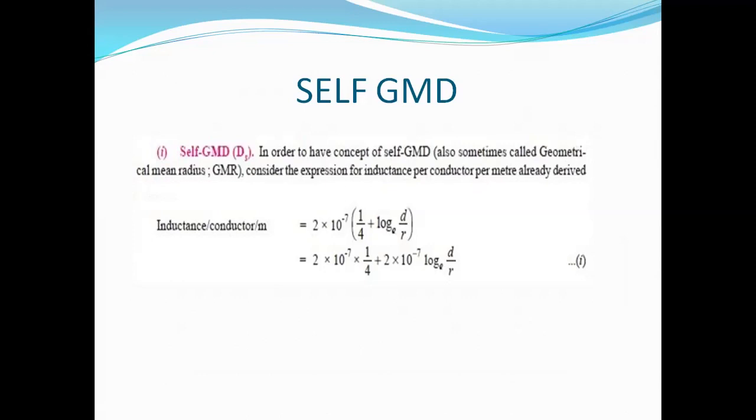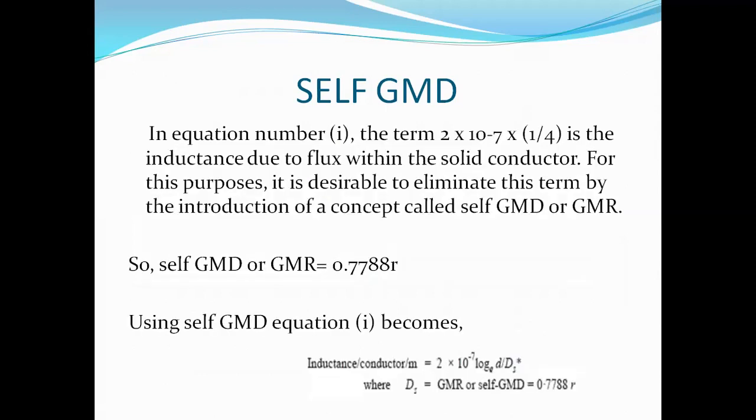So consider the expression of the inductance per conductor per meter already derived. Inductance per conductor per meter equals 2 into 10 to the minus 7 into (1 by 4 + log d by r to the base e). If we simplify this equation, it will be 2 into 10 to the minus 7 into 1 by 4 plus 2 into 10 to the minus 7 log d by r. We consider it as self GMD equation number 1.